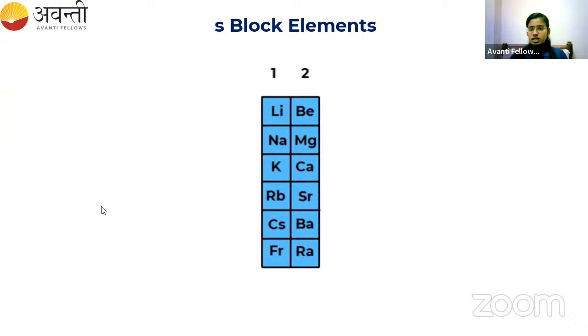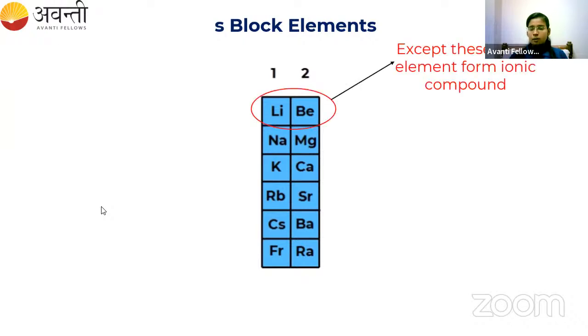One more thing I want to discuss about the s block, and that is about the first member of these two groups. So lithium and beryllium are the first members of these two groups, right? Except these two members, every element in the groups forms ionic compounds. Like if I take sodium, sodium will form NaCl. Lithium will form LiCl. But lithium chloride, LiCl, is a covalent compound and sodium chloride is an ionic compound.